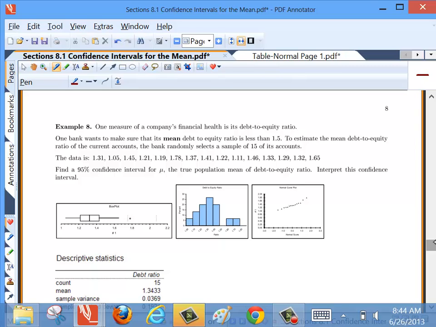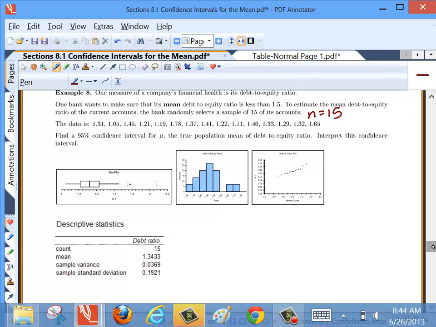So let's try an actual example. One measure of a company's financial health is its debt-to-equity ratio. One bank wants to make sure that its mean debt-to-equity ratio is less than 1.5. To estimate the mean debt-to-equity ratio of the current accounts, the bank randomly selects a sample of 15 accounts. So my sample size is 15. Find a 95% confidence interval for mu, the true population mean of the debt-to-equity ratio, and interpret this confidence interval.